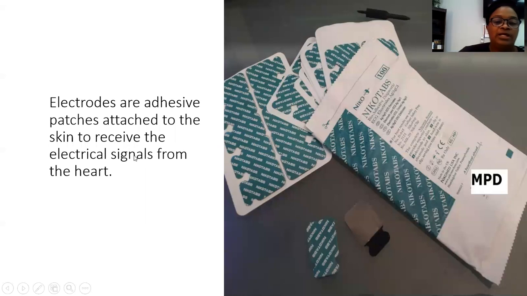Okay, so what are electrodes? Electrodes are your adhesive patches that are attached to the skin to receive the electrical signals from the heart. This is an example of a pack of electrodes. You may see different forms of electrodes. There are a number of different ones, so the ones at a particular facility that you're at may not look like these per se, but it usually says on the pack that they're EKG electrodes.